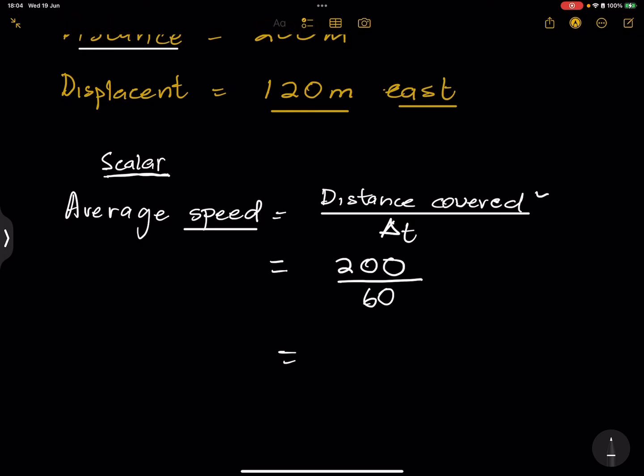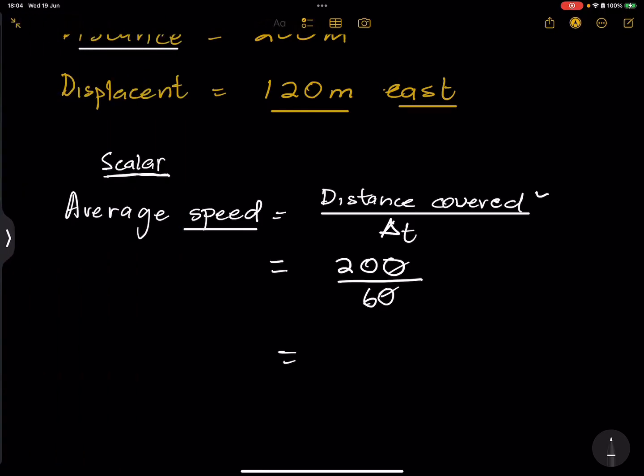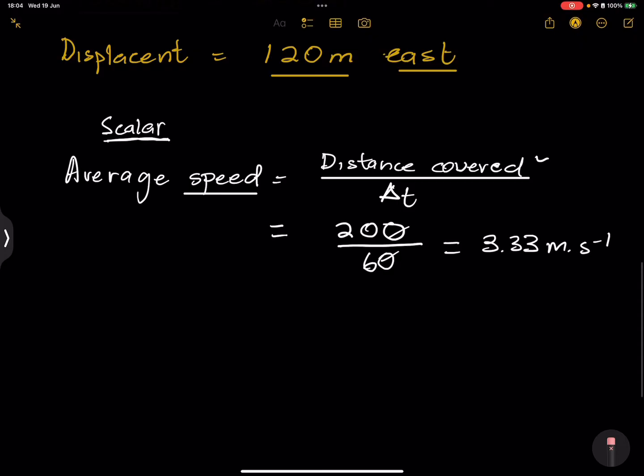So in this case, of course, I'm going to say 20 divided by 6, right? So that's 20 divided by 6, and that gives us 3.33 meters per second. Right, so that's 3.33 meters per second. Now that's the average speed, ladies and gents. Now, if I were to say to you, calculate the average velocity on the other hand.